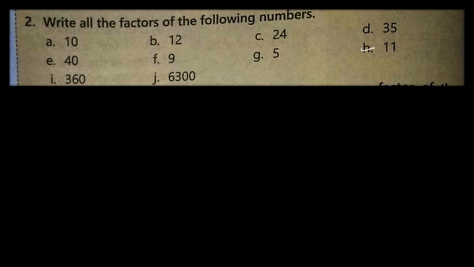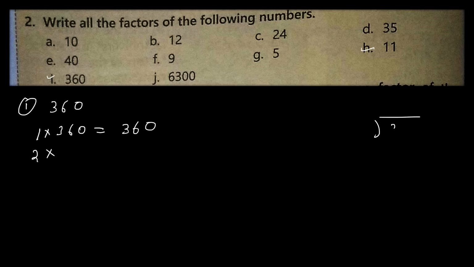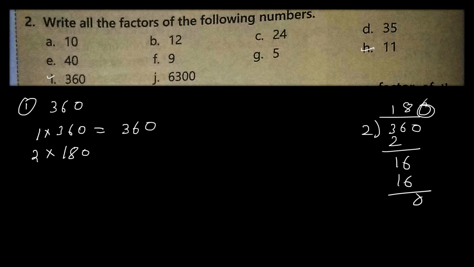So you try number H. I'm going to do this one, I. 360. 1 multiplied by 360 is equal to 360. Yes, it is also divisible by 2 because the last digit is 0. So 360 divided by 2: 2 1s are 2, 1, 6, 2 8s are 16, 0, 0. Yes, this is 0. So 2 multiplied by 180 is equal to 360.